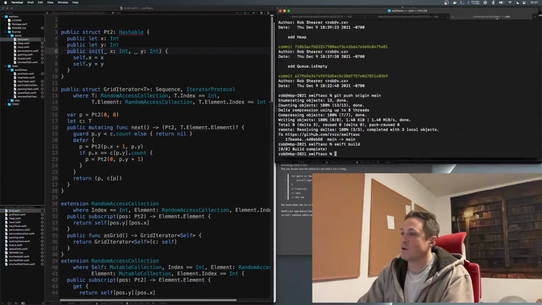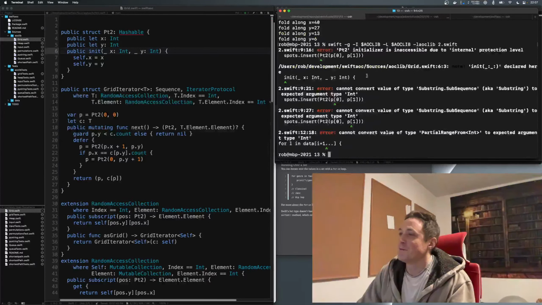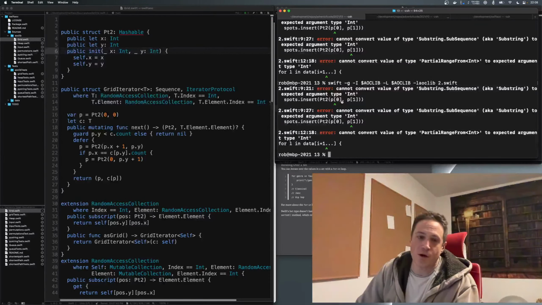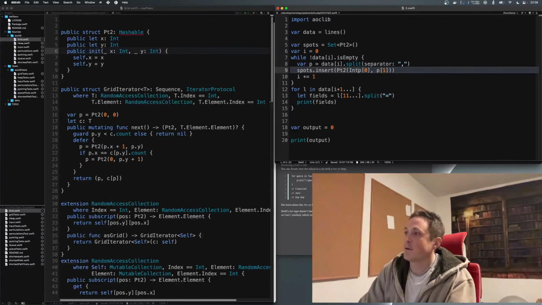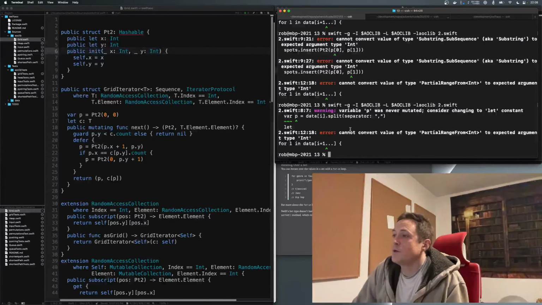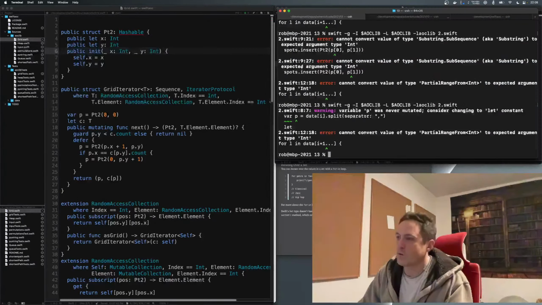So let's go over here and just do a quick rebuild. And then, okay. To spots insert. There we go. That's looking more like it. P was never mutated. Yeah, that's fine. Just so we get rid of the warning.